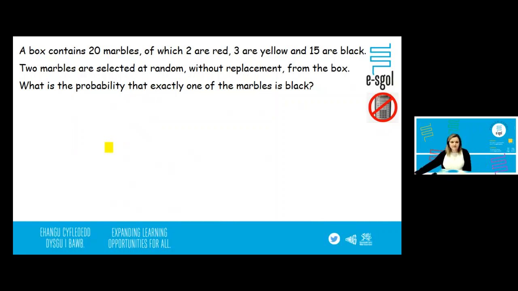Okay, so key information that hopefully you've been highlighting. 20 marbles, 2 red, 3 yellow, 15 are black. 2 marbles are then selected. Okay, probability that one of them is black.